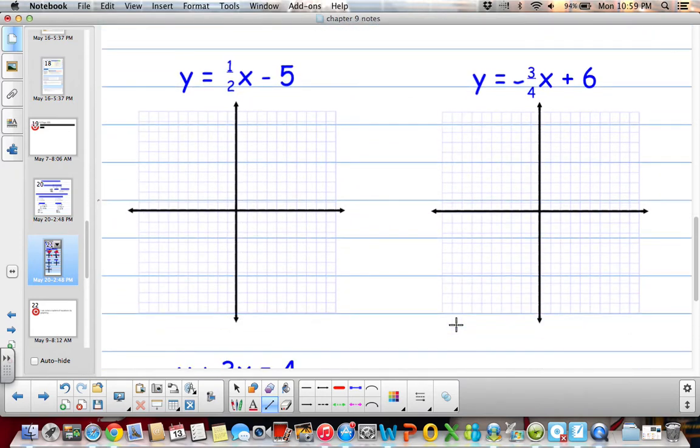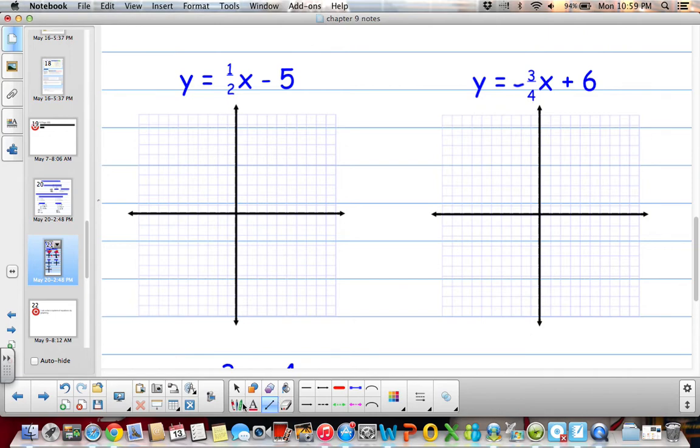Y equals 1/2 x minus 5. So our y-intercept is negative 5. 1, 2, 3, 4, 5. Our slope is 1/2, so this time that means up 1 over 2 because it's rise over run. So up 1 over 2. Up 1 over 2. And then we combine our dots and our line.